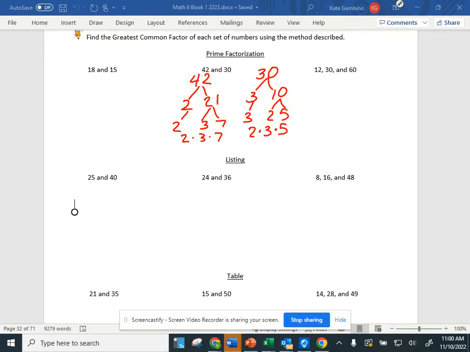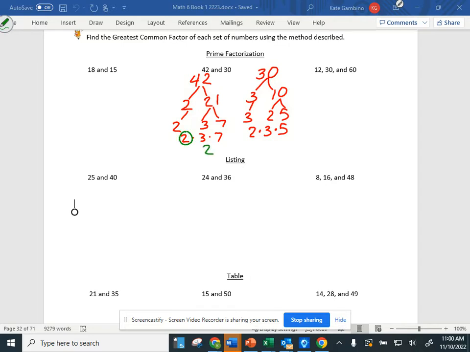Wait, can it be in other ways too? Like 42? Yeah, it can be put in different ways. So you can start with any factor pair. We talked about it yesterday. You missed that. You can start with any factor pair. You're going to end up with the same prime factors at the end. So it doesn't matter how you start. We end up the same way.